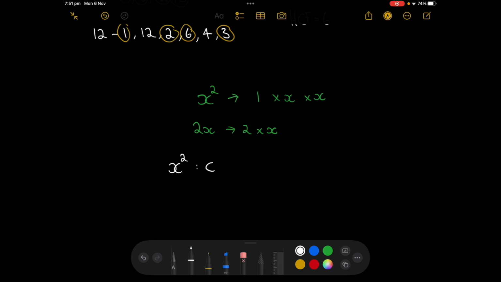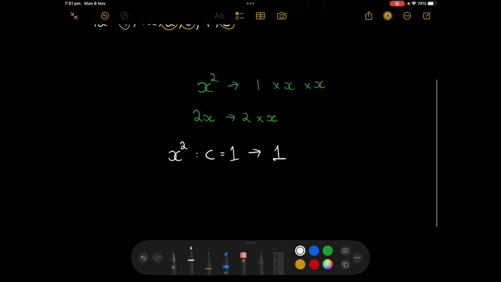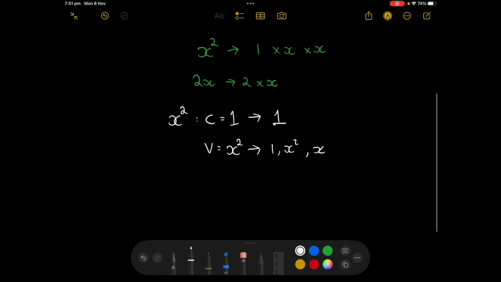my coefficient is equal to 1, and my factors of 1 are just 1. We know that factors of 1 is just itself. Then my variable is x squared. Now, our factors of x squared are 1 and x squared, and x and x, or just x we write down. We don't need to write down both. So they are our factors of x squared. Now, if I look at our second term, which is 2x, our coefficient is equal to 2. Our factors of 2 are 1 and itself. Our factors of our variable x are also just 1 and itself.